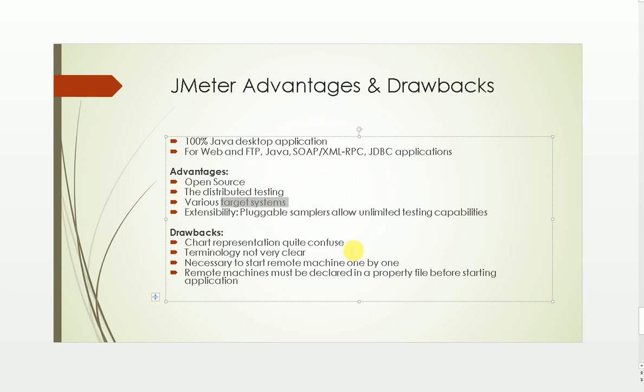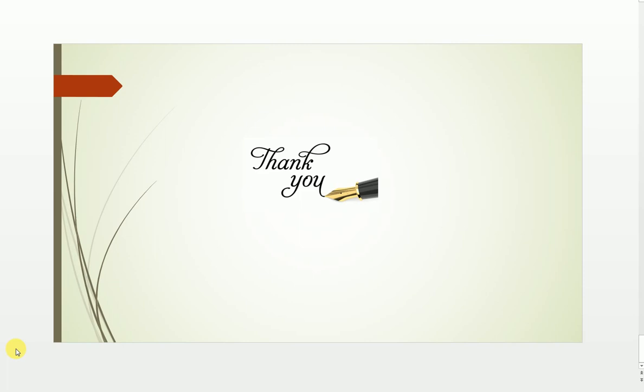Okay, and the drawback is that the chart representation is somewhat confusing. We are not getting at what point we are getting the output. Okay, and the terminology is not very clear. These are the things. Okay, so that's it for the overview of JMeter. Thank you very much.